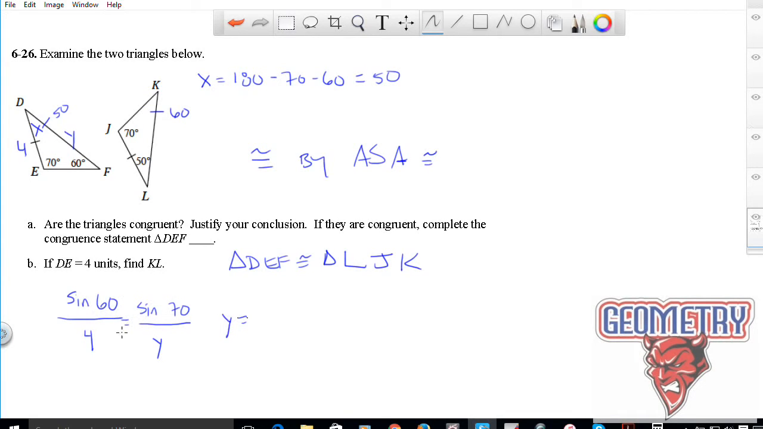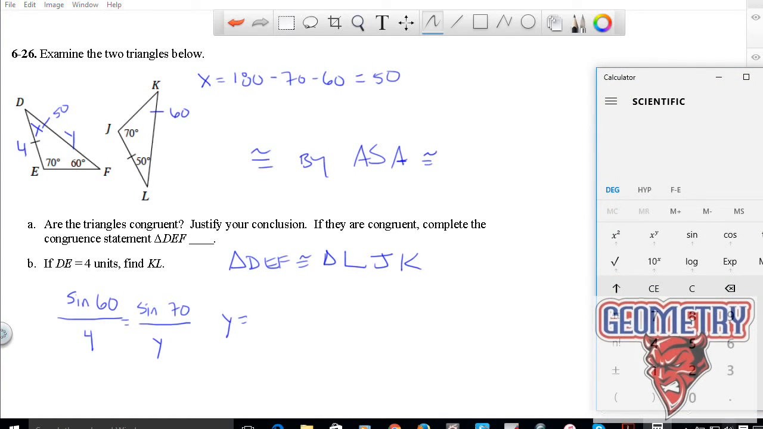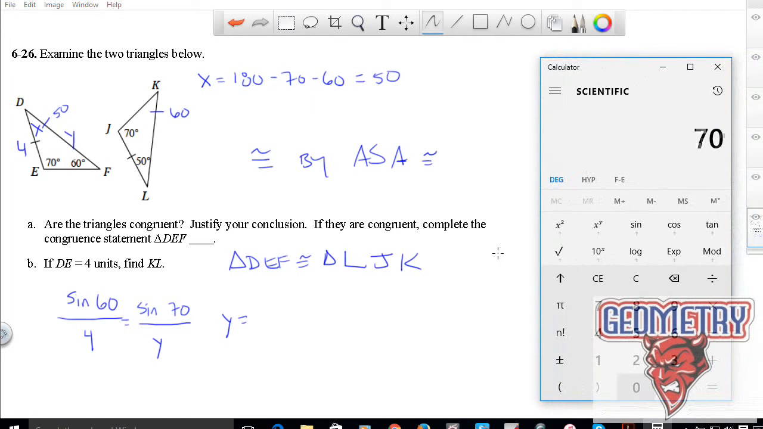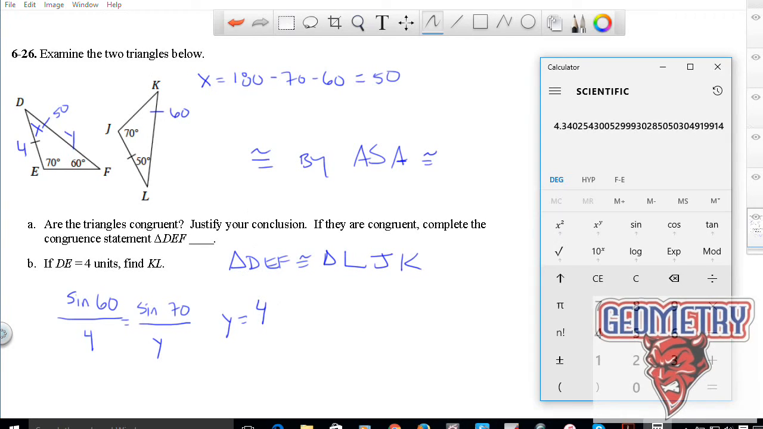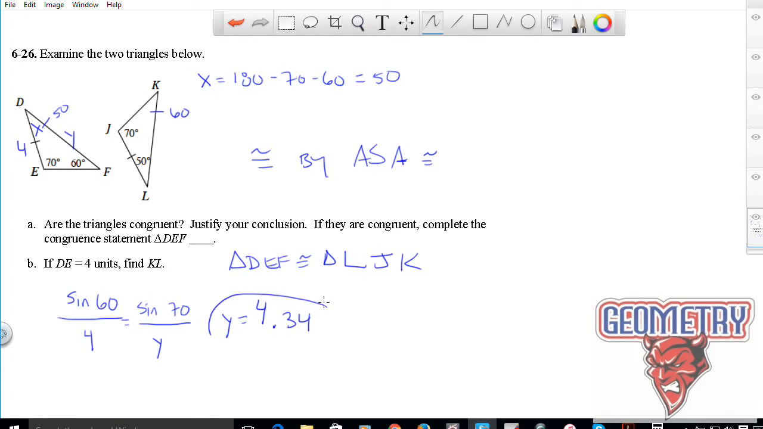So we're going to cross multiply here, right? We're going to do 4 times the sine of 70 equals y times the sine of 60, and then figure out what we have there. Let's get out the calculator. So let's do the sine of 70 times 4. So there was the cross multiplication there. And then we're going to have to divide that by whatever the sine of 60 is. So we take the sine of 60, work that out, it ends up being y is 4.34. So if y is 4.34, since DF matches up with KL, KL is also 4.34 as well.